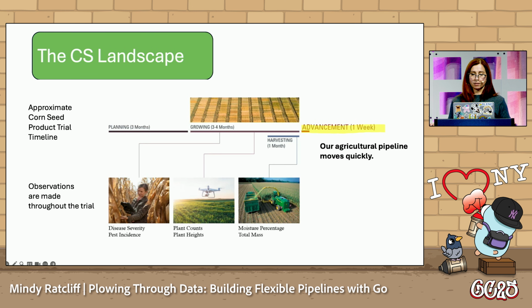Then for 3 to 4 months, those seeds have to grow, right? We spend about a month harvesting those seeds, and then we have a week of advancement. Advancement is the time when we determine which seeds are good and which seeds are less good. And we only have 1 week to get those good seeds to the other side of the world for the next planting season, because there's harvest happening all over the world all the time. Our calculations help us determine the best seeds to keep growing, so then we can sell those seeds to farmers.